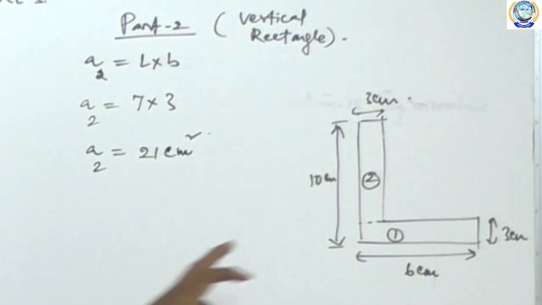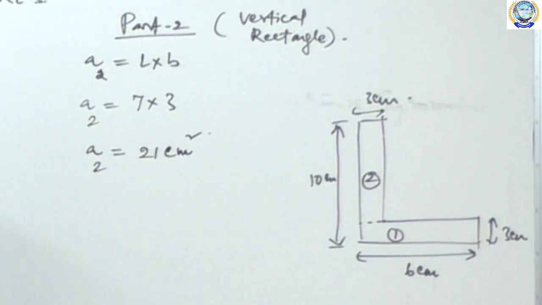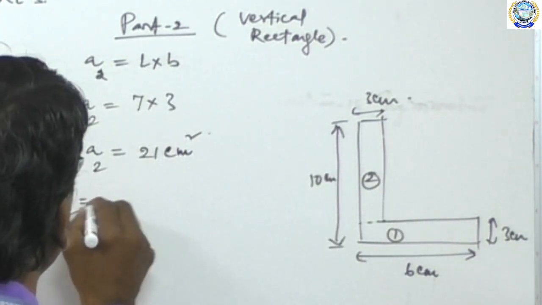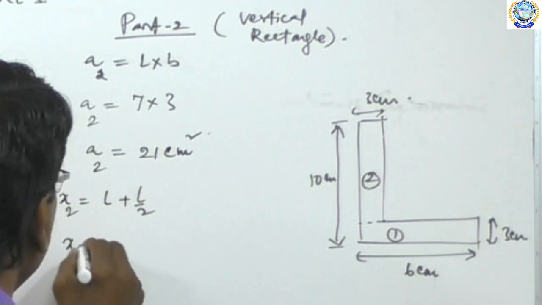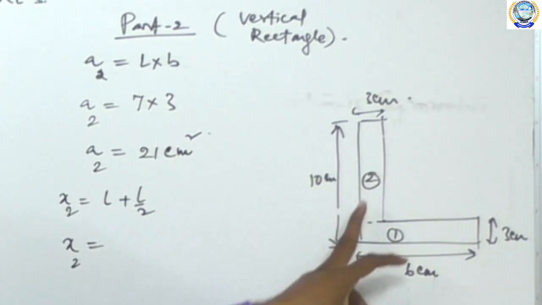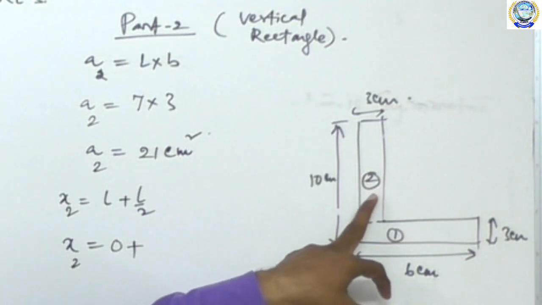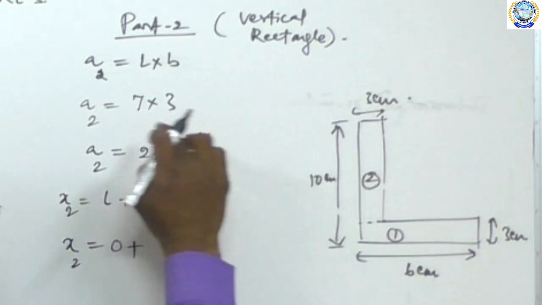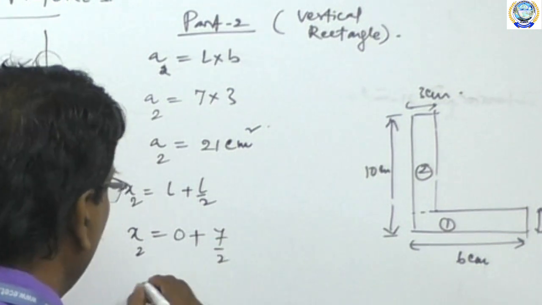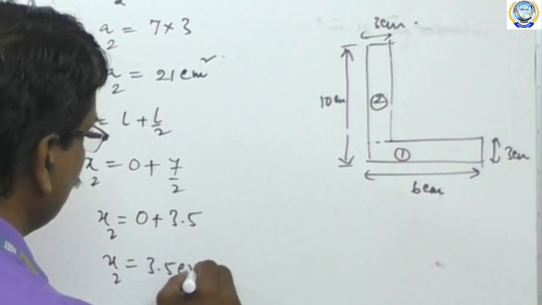Then we need to find the x2 coordinate for the second portion. As I told you, for all x coordinates, whether it is x1, x2 or x3, we will move from left direction to right direction. So to find x2, we have a formula that is equal to L plus L by 2. Here the first L becomes 0 because before this portion we don't have any other L's. The second L is the portion of the second one. What L I used here, that only I'll substitute here. So my L is 7 centimeters. X2 is equal to 0 plus 3.5. Therefore, X2 is equal to 3.5 centimeters.